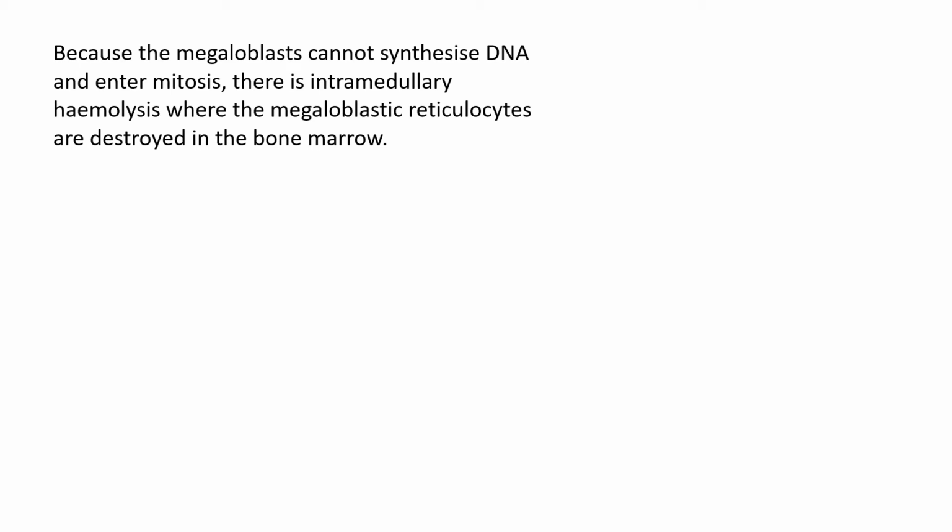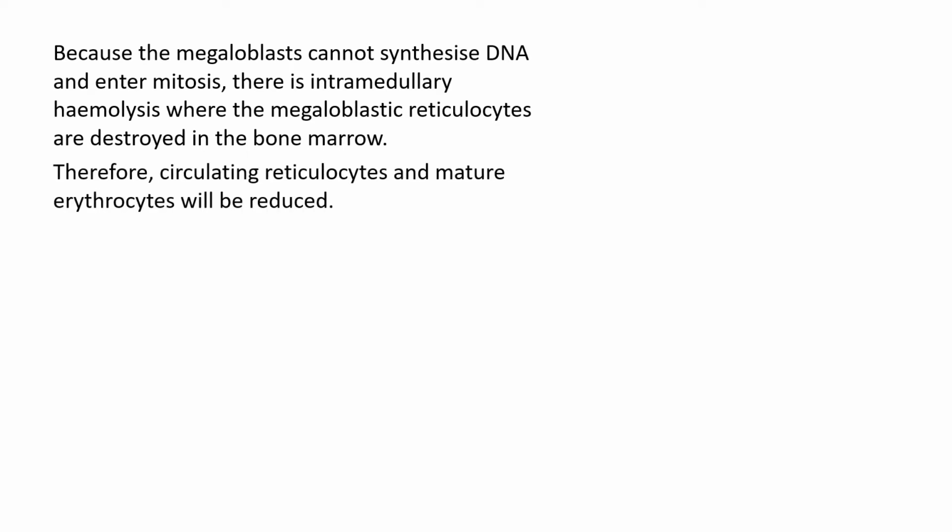So when we end up with these big fat megaloblasts within the marrow, that can't synthesize DNA, so therefore they can't go through mitosis, what eventually happens to them is that they get destroyed. This is called intramedullary, as in the medulla of the bone marrow, intramedullary hemolysis. So they are destroyed in the bone marrow. So, of course, we're not going to release any new erythrocytes, or very few of them.